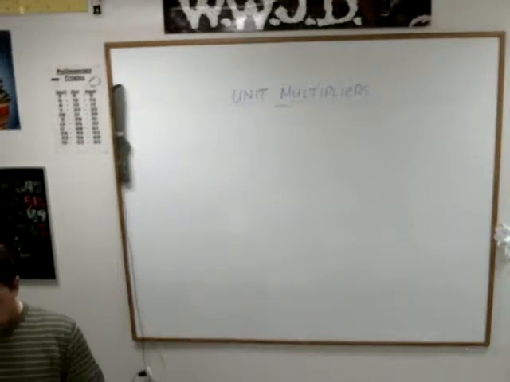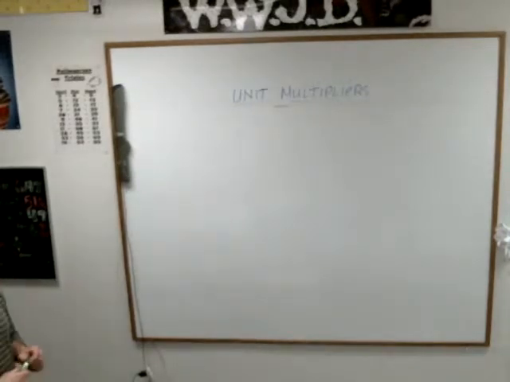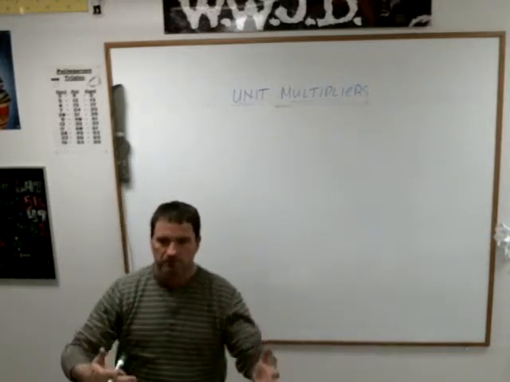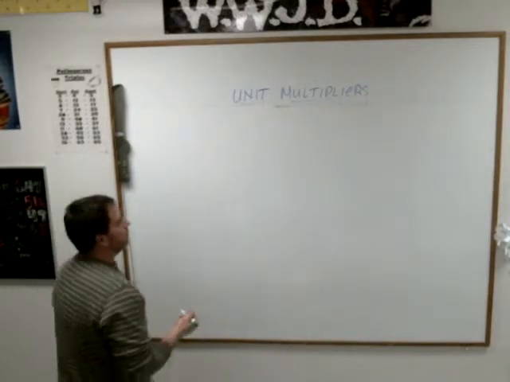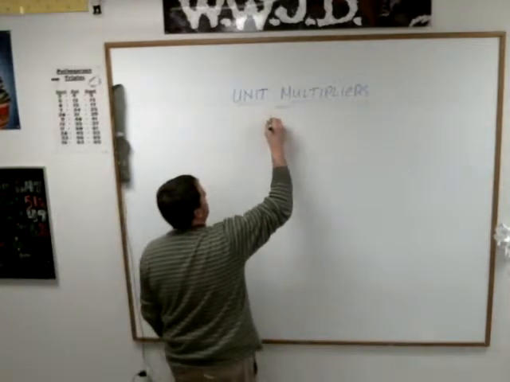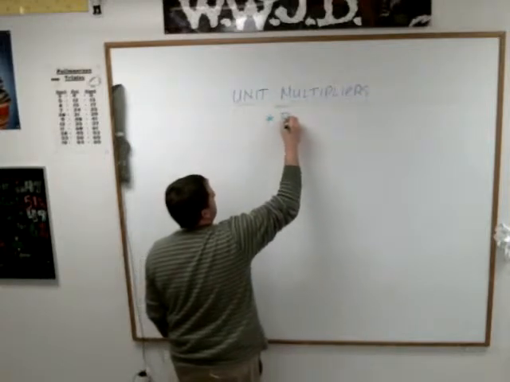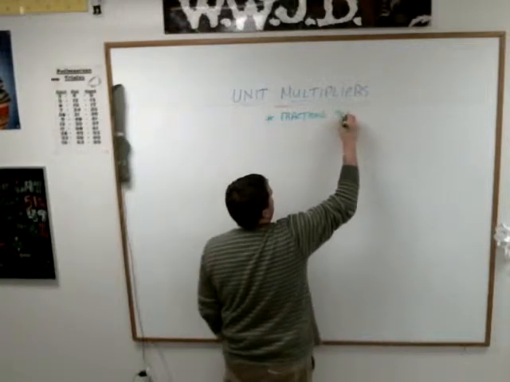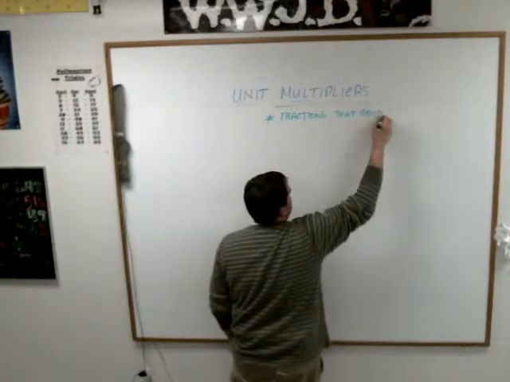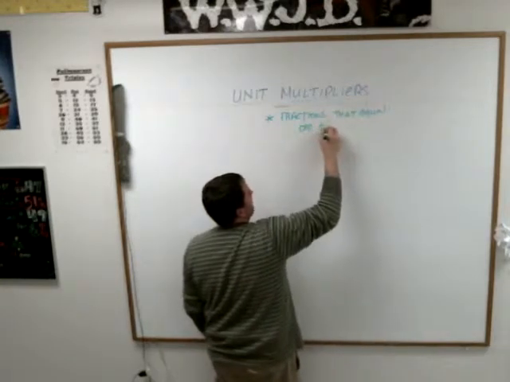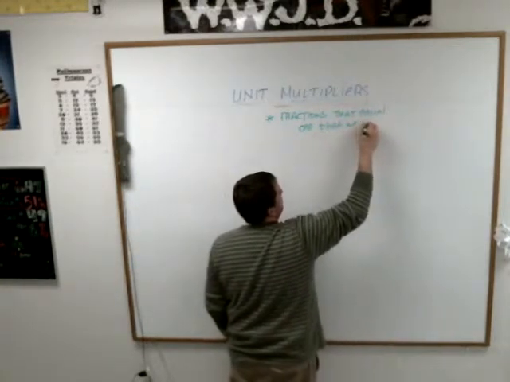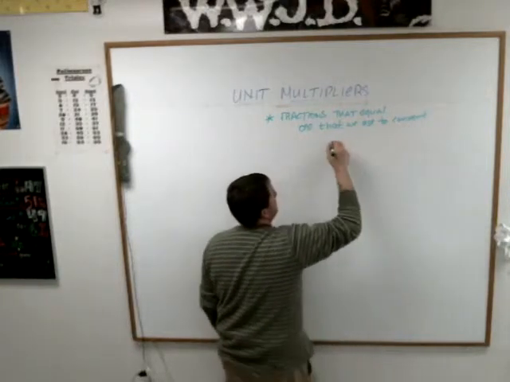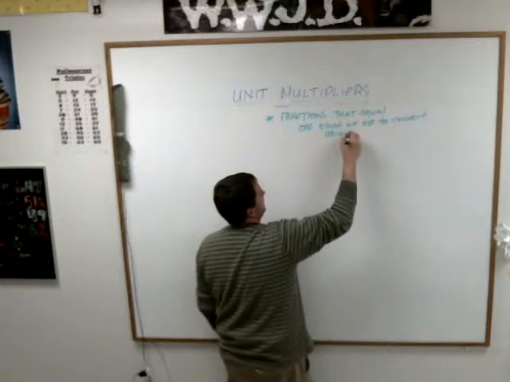Green or something here. The word unit should give you an indication of what a unit multiplier is. In math, unit means 1. Unit multipliers are nothing more than fractions that equal 1 that we use to convert units of measurement, which I'm sure makes a lot of sense to you.